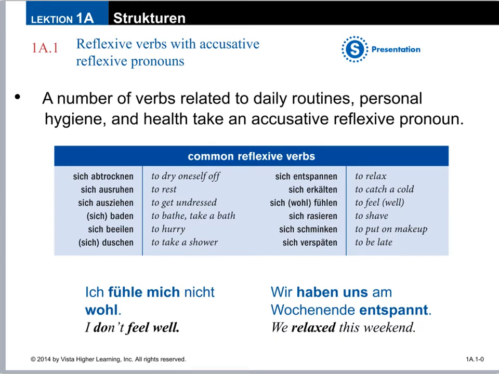I want to point out what to do, for example, if you have verbs that are separable. For example, I'm going to use the highlighter here. Sich ausziehen, sich ausruhen, sich abtrocknen. Whenever you have a separable verb, that prefix goes to the end. And that doesn't change just because we also have to add reflexive pronouns now. So if I'm drying myself off, ich trockne mich ab. If I'm resting, ich ruhe mich aus. So just wanted to point out what to do with those separable prefixes.